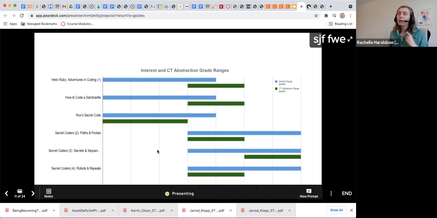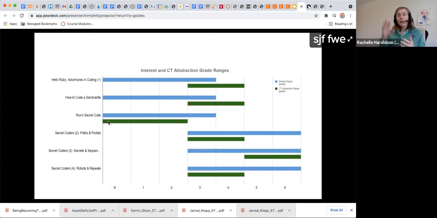Another good example here would be Roxa's Secret Code. Roxa's Secret Code is again targeted for kindergarten through 2nd graders. And as we look here, the abstraction example that's shown in the book is at the K2 level. So we would say that Roxa's Secret Code is on target, right? It's a book that has an interest grade level for kindergarten through 3rd graders, and the computational thinking competency that is exhibited in the book is for kindergarten through 2nd graders. So that is a significant overlap, so we call that on target.